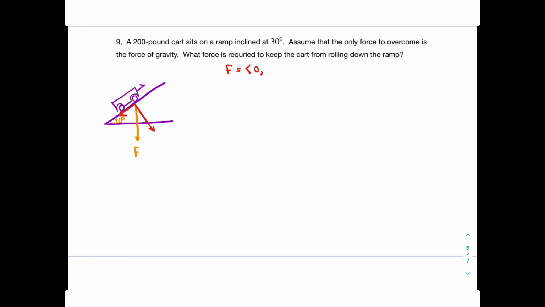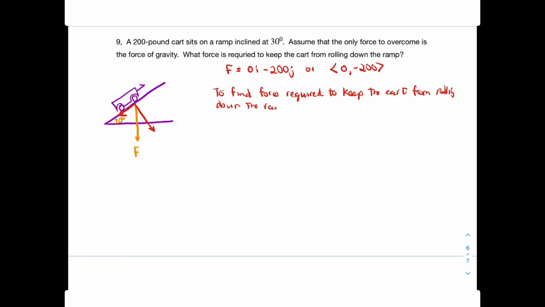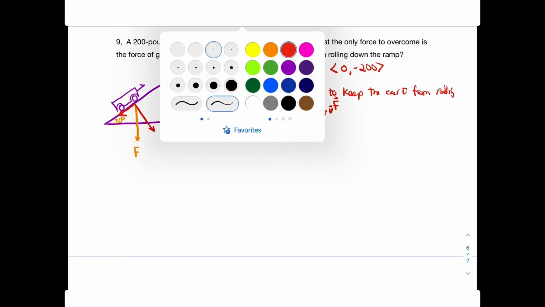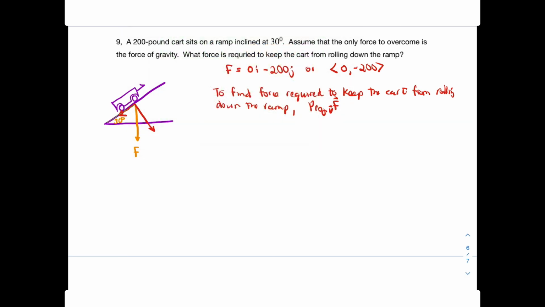And let's figure out what our force vector is. So we know a 200-pound cart sits on a ramp inclined at 30 degrees. So notice our force vector there is 0, negative 200. So that's the force due to gravity. Now, to find the force required to keep the cart from rolling down the ramp, we need to find the projection of F onto V. And that's going to give us our W1, the force pulling the cart down the ramp. So that projection of the force vector onto V, that's our W1.